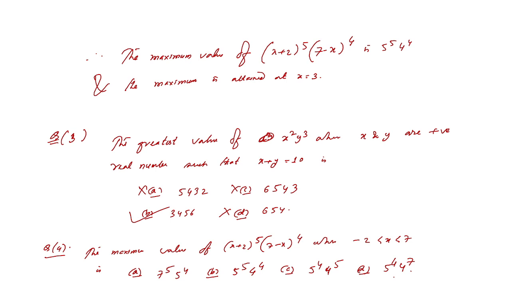Okay, so here we have seen our option, the value is 5^5 4^4, and it attains at x equals 3. This is the correct option, and all other options are false.